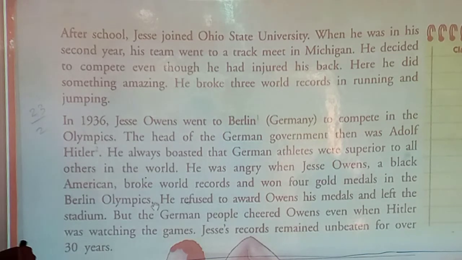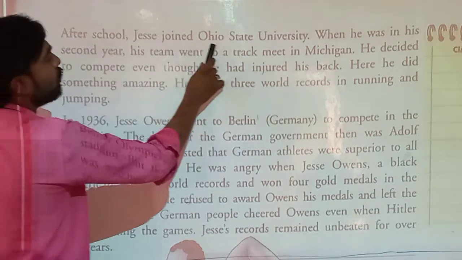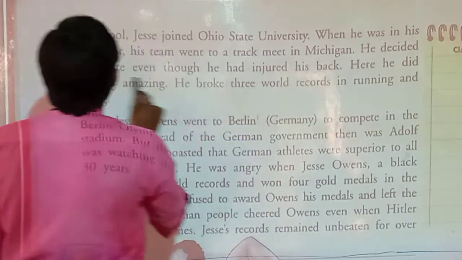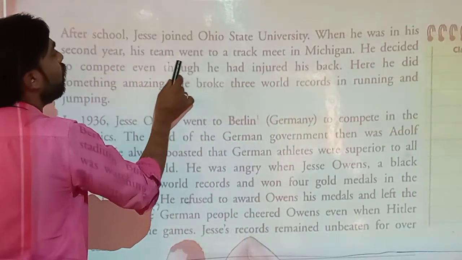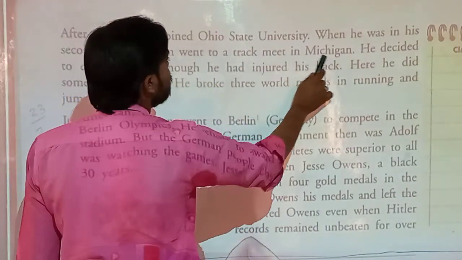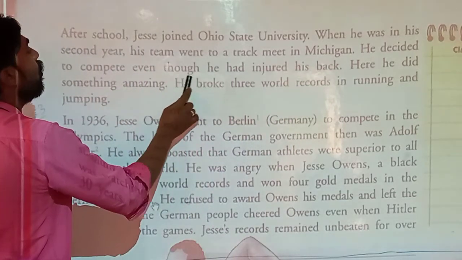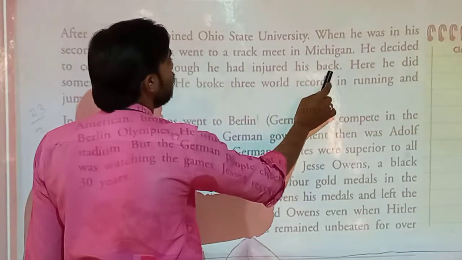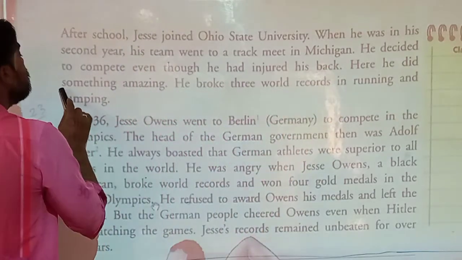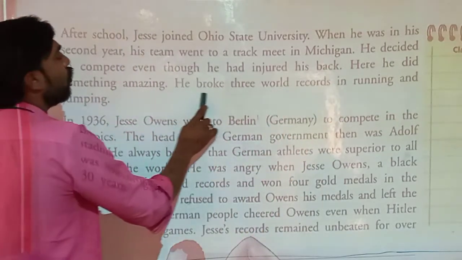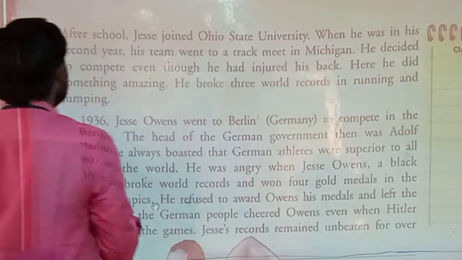After school, JC joined Ohio State University. When he was in his second year, his team went to a track meet in Michigan. He decided to compete, even though he had injured his back. Here, he did something amazing. He broke 3 world records in running and jumping.